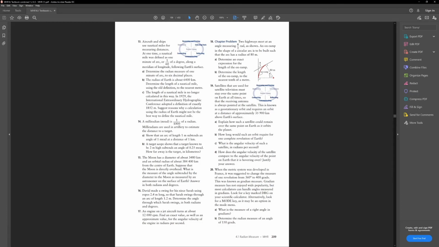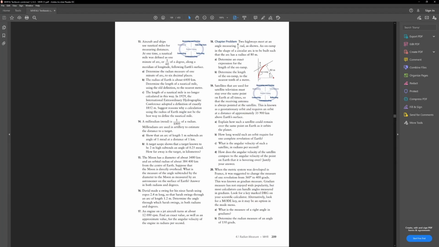If it wants to stay at the same place as the point on Earth, then it should be rotating at the exact same speed or at the exact same velocity. Therefore, it is the same. If it didn't travel at the same exact angular velocity, then it would just fly away from that point eventually.